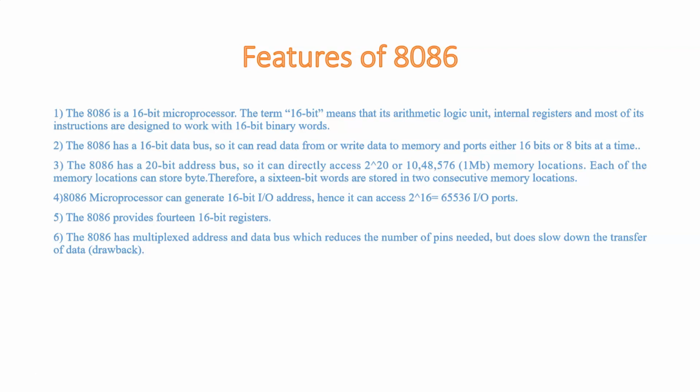So if you want to provide a separate line for each, 20 plus 16 is 36 pins you require in the pin diagram. But if you use the multiplexed manner, 16 bits of data bus and 16 bits of address bus can be multiplexed. So it can be used as a data bus, and it can also be used as a 16-bit address bus. The same pin can act as an address bus or data bus according to our requirement when it is multiplexed, so that the number of pins is reduced.